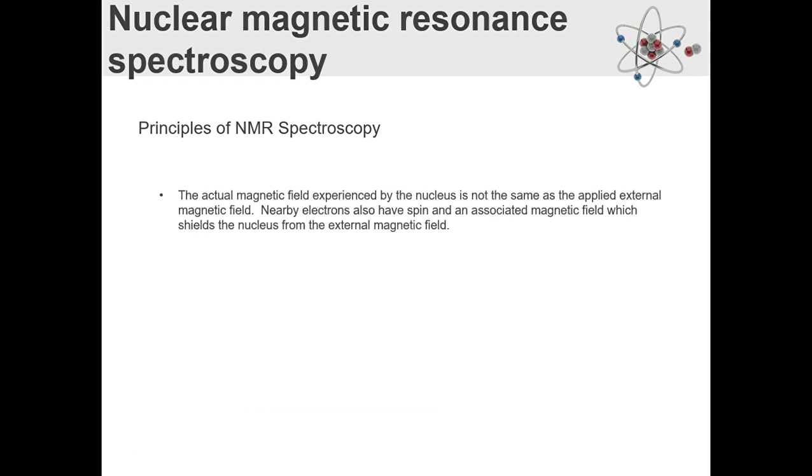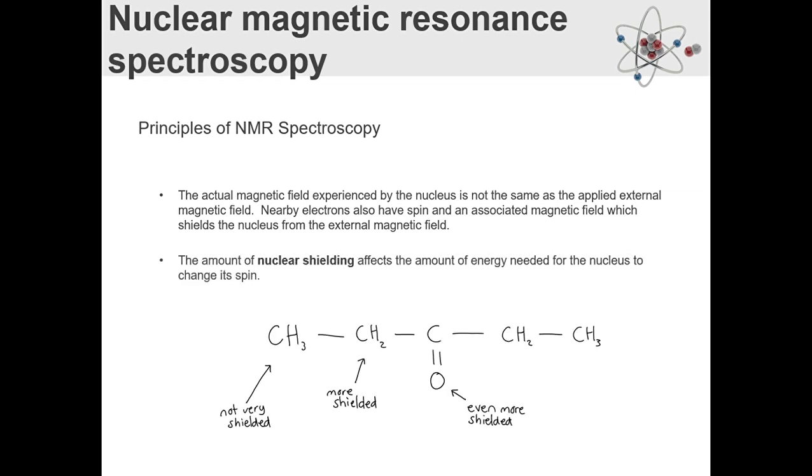Now, the actual magnetic field experienced by the nucleus is not the same as the applied external magnetic field. Nearby electrons have spin, and an associated magnetic field shields the nucleus from the external magnetic field. The amount of nuclear shielding affects the amount of energy needed for the nucleus to change its spin. So, what this means is, the closer something is to oxygens, nitrogens, or double bonds, the further left you will find it on an NMR spectrum.